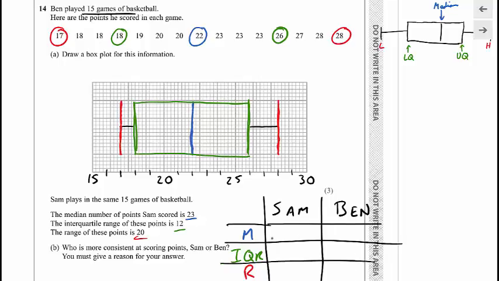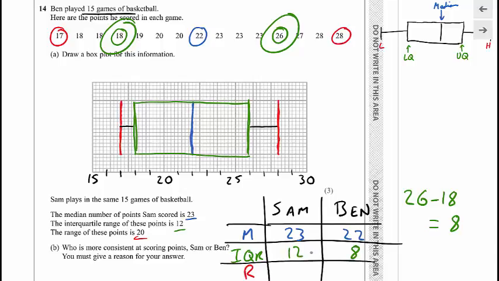So for Sam, I'm told the median is 23. What's the median for Ben? Well, we worked it out up here to be 22, which is the middle value in the list. The interquartile range, remember what it was? It's just this green box here, the spread of the middle of the data. So what's the range of that? It's just the upper quartile take away the lower quartile. So that's 26 minus 18, which comes out as 8. So for Ben, that comes out as 8.